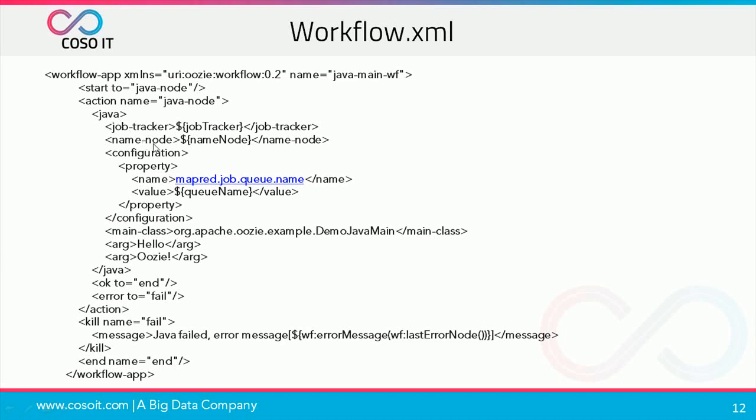And here we need to define the job tracker and the name node configuration, the properties here, and then the main class for which we have the jar file for Java. So the main class here is demo Java main, which has the main method, and it is taking the arguments hello and OOZIE.